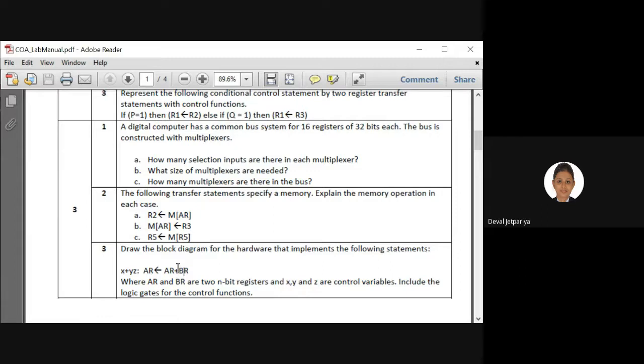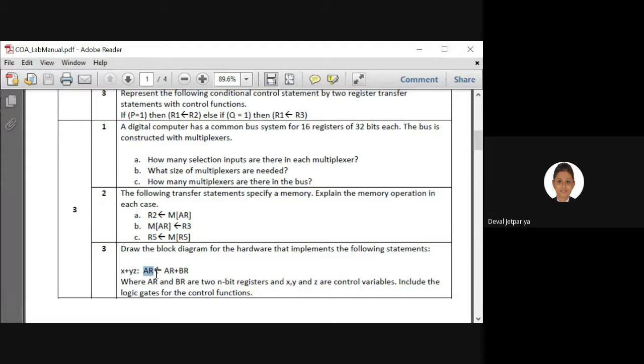Now, whatever answer you are getting in that n-bit adder, that answer again you need to store in this AR. So again the connection you can give from the n-bit adder to the AR. You can specify that with simply an arrow. After that, this complete instruction we are controlling with the help of this control statement. So this x plus yz you need to connect with AR.